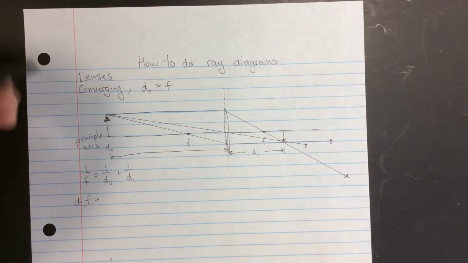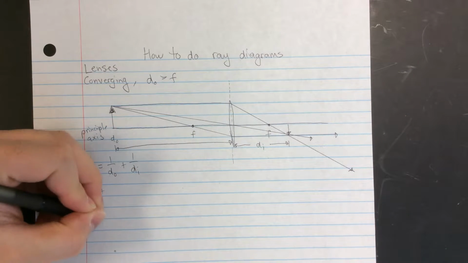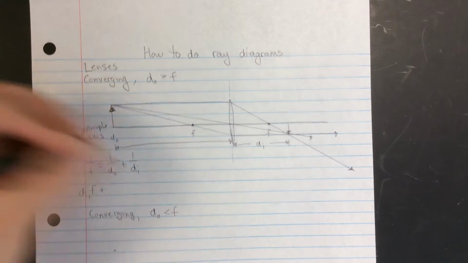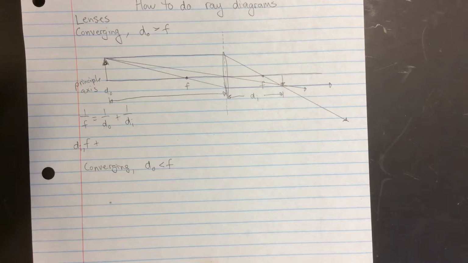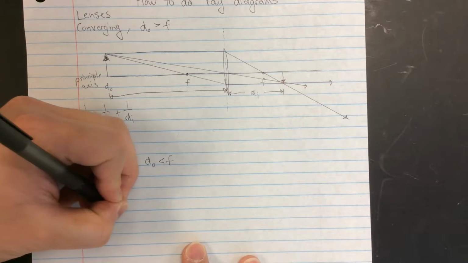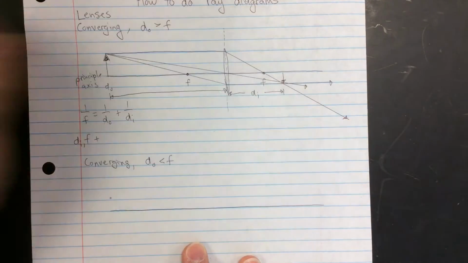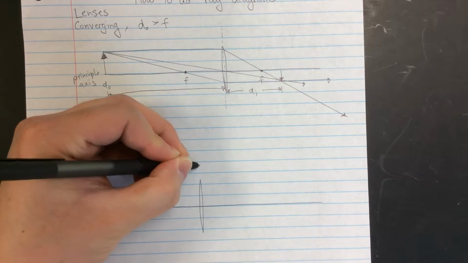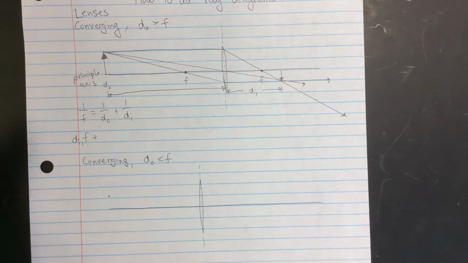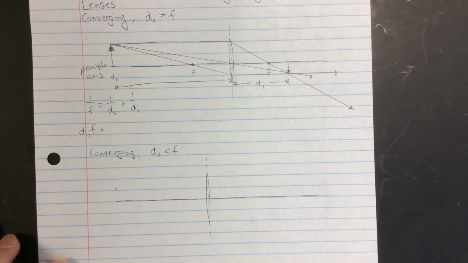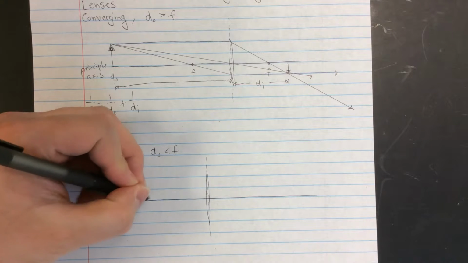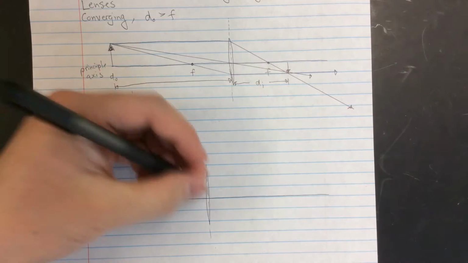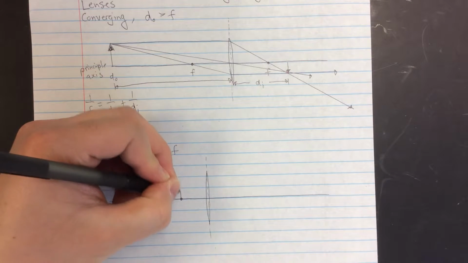So what happens when you flip over? Let's look at converging, but your object distance is less than your focal length. Okay, so we're going to draw this again. Here's the principal axis. Here's my lens. This time I'm going to exaggerate my focal length. I'm going to put it over here. And now I'm going to put my object really close in.